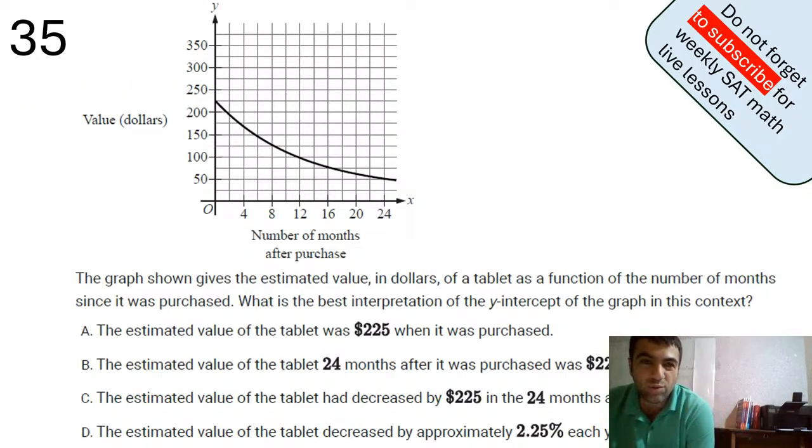Let me read a long question for you. The graph shown gives the estimated value in dollars of a tablet as a function of the number of months since it was purchased. What's the best interpretation of the y-intercept of the graph in this context?